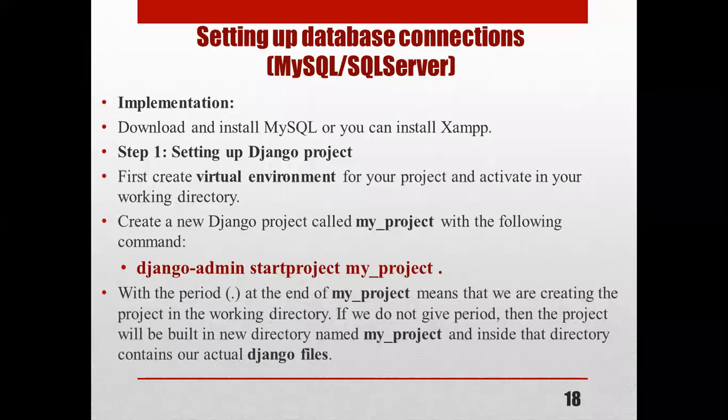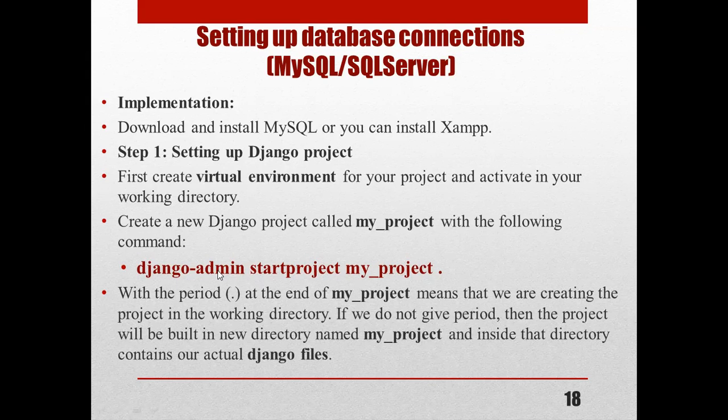The first step is to set up the Django project. First, we have to create a virtual environment for the project and activate it in our working directory. Then create a new Django project. Consider the name, for example: create a Django project called myproject with the command. Here you can see the command for creating a Django project.